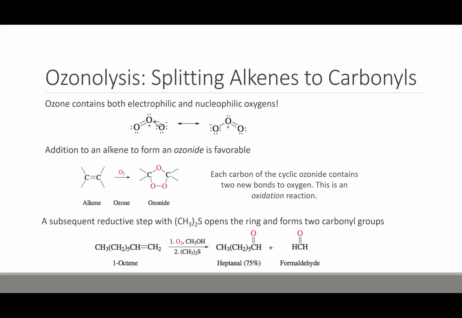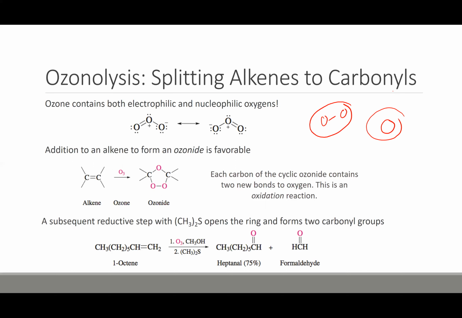Ozone can react with an alkene to form this complex molecule called an ozonide. This formation is very favorable. You can see it acts almost like an addition reaction in which we're adding an OO group and an O group. These are the two separate pieces, right? The electrophile and the nucleophile that are being added across this double bond.